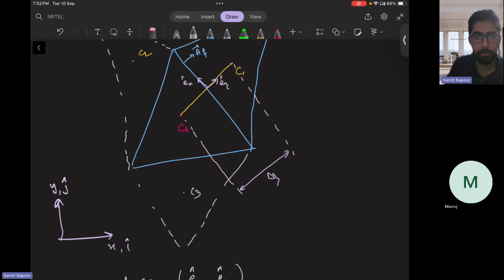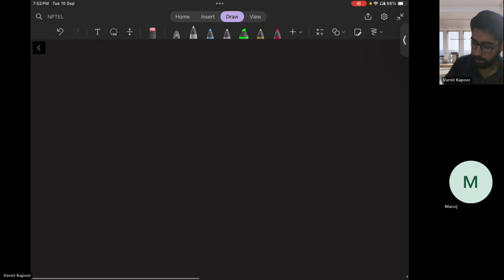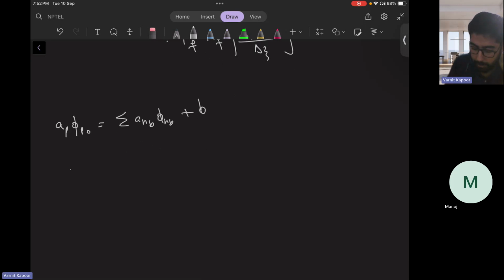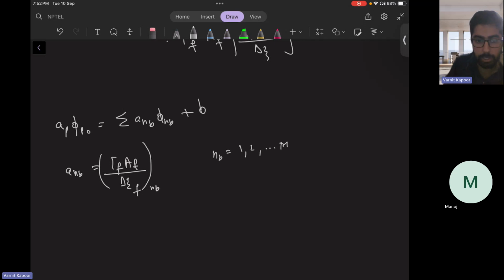So again, our equation will come out to be something like AP phi P naught is equal to summation of A_NB phi NB plus B, where A_NB is nothing but gamma_f A_f over del zeta of the neighboring nodes, where NB is nothing but 1, 2, up to all the neighboring nodes you are taking.